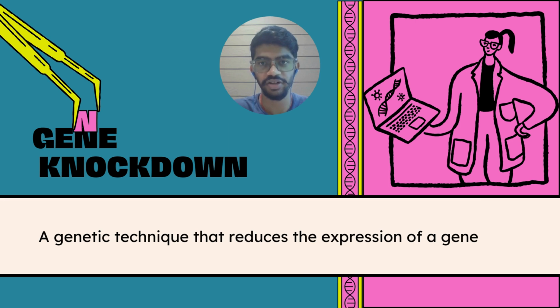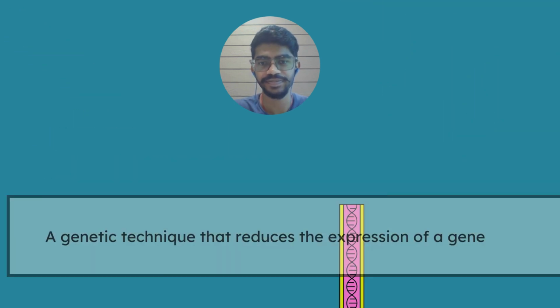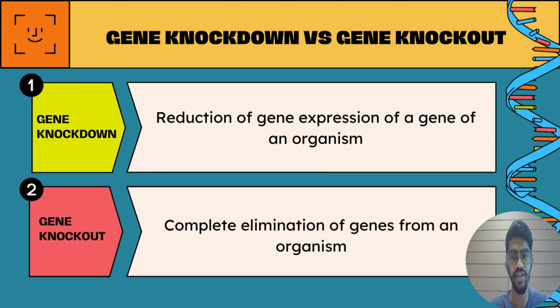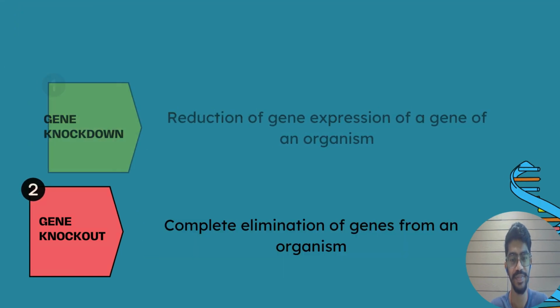So, what is gene knockdown? Gene knockdown is a genetic technique that reduces the expression of a gene. In biotechnology, there's gene knockdown and gene knockout. What are the differences between both of them? Well, gene knockdown is the reduction of gene expression of an organism, whereas gene knockout is the complete elimination of genes from an organism.